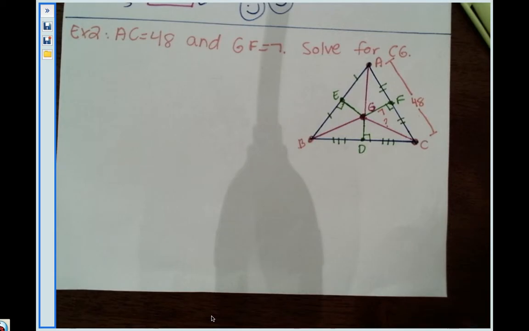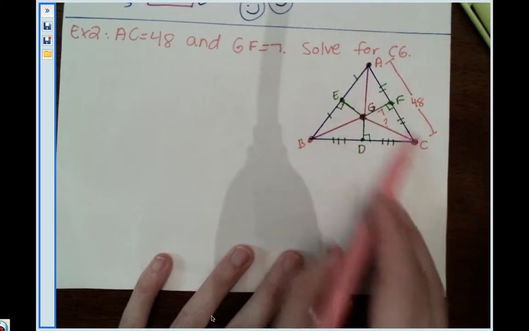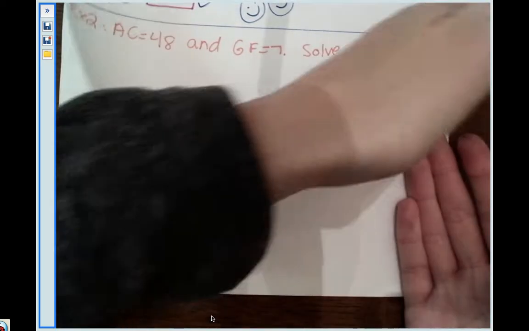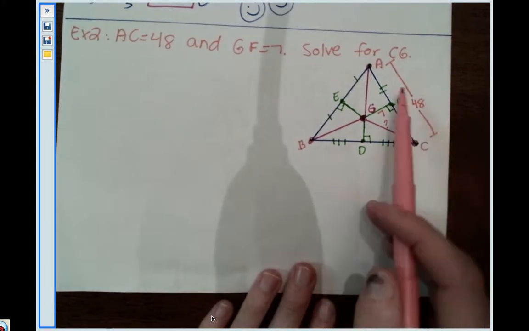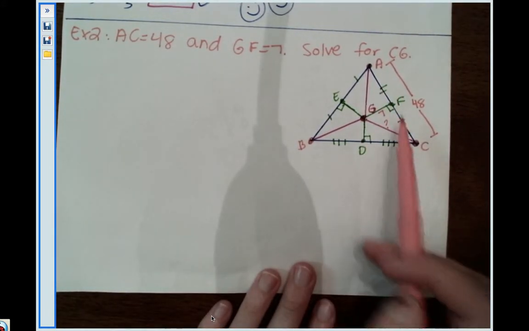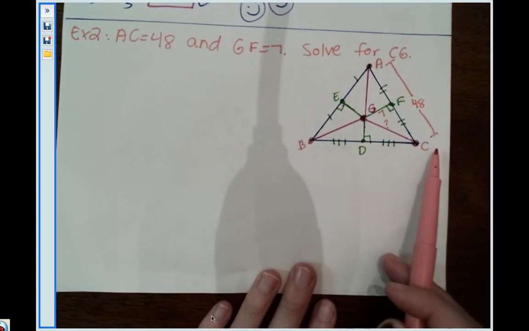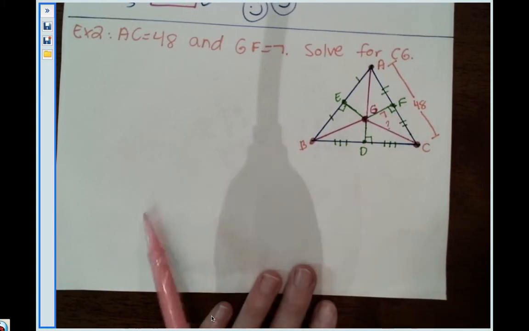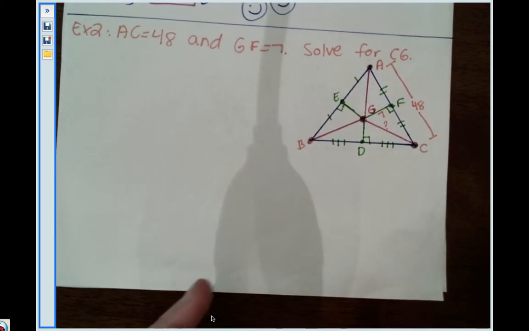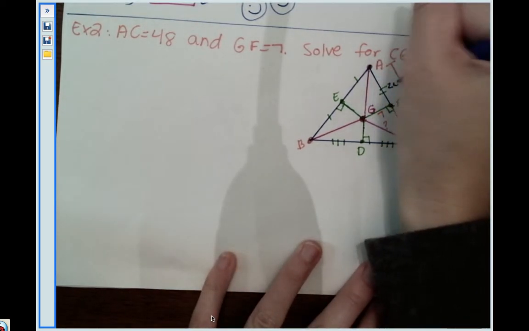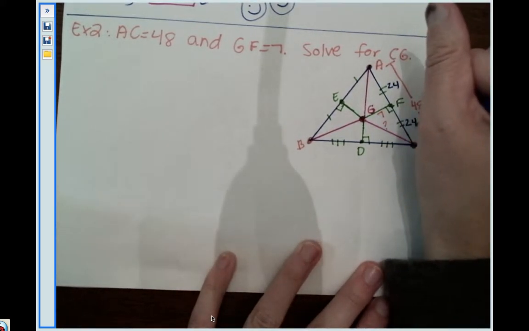First of all, since we know this is a perpendicular bisector, it slices this side in half, which means these two pieces are congruent. If the whole thing is 48, what would each of these have to be? They would each be 24. You guys just know everything apparently. You're brilliant. So I have 24, this is 24, and this is 24.